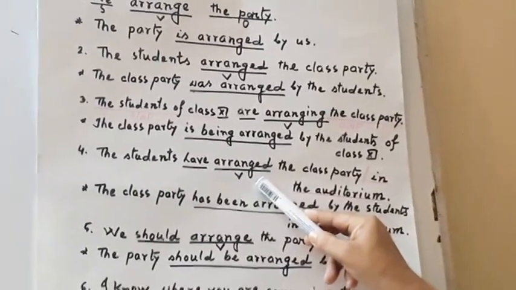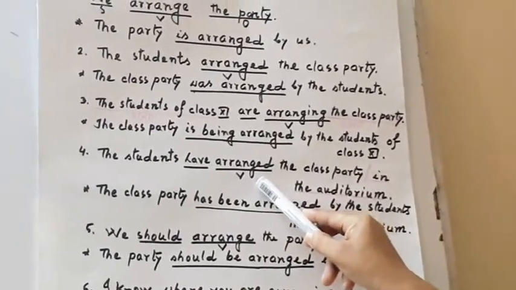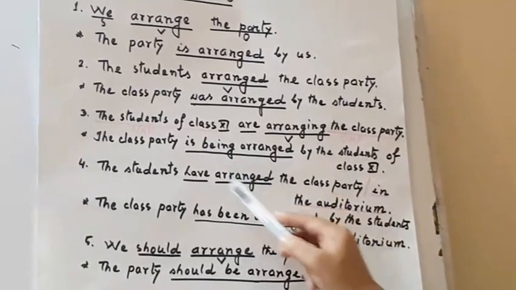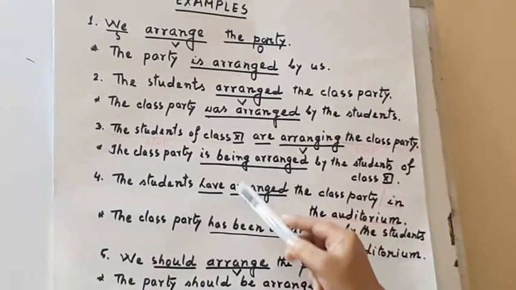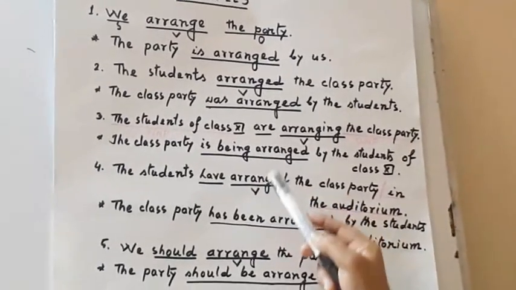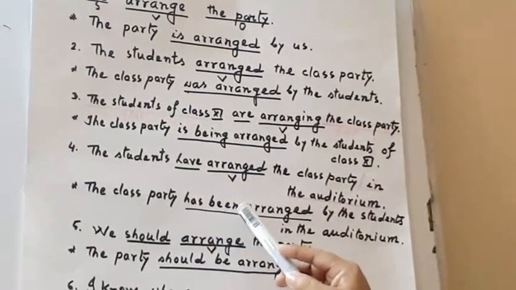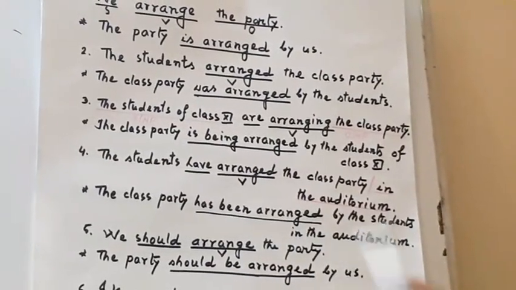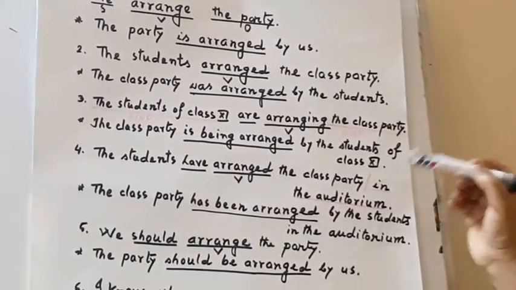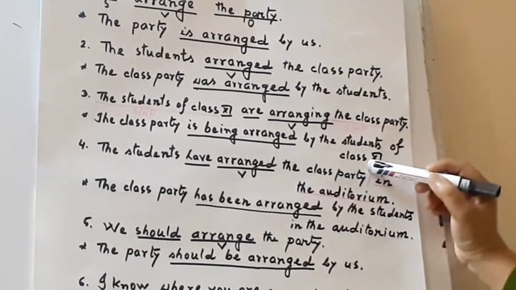In the next number, you see the students' subject have the auxiliary verb arranged in past participle form. My dear students, remember, for the past participle form of the main verb, we will have to use the be verb in the form been, and I have done here. The class party has been arranged by the students, and there is an extension, you see, I have marked here.